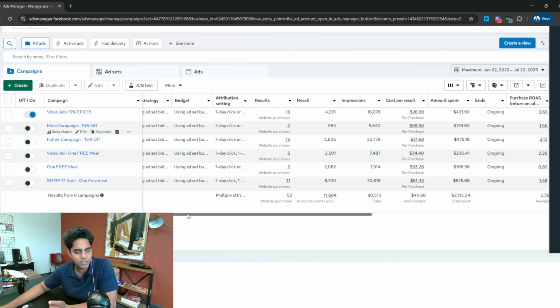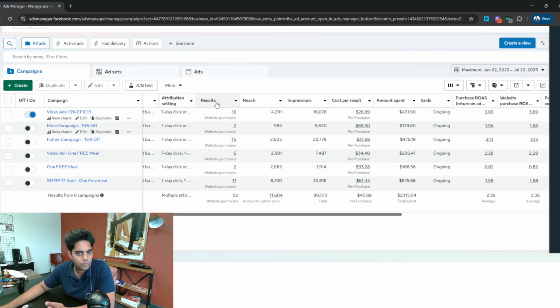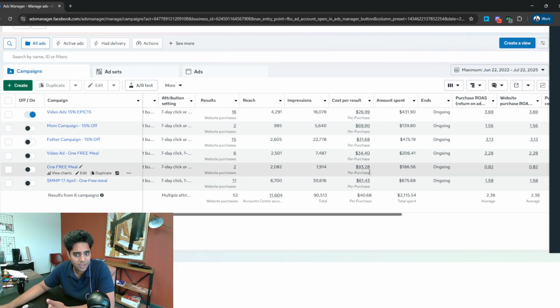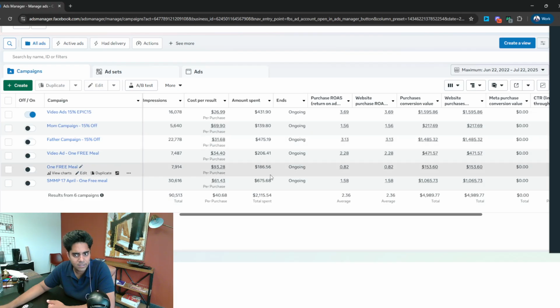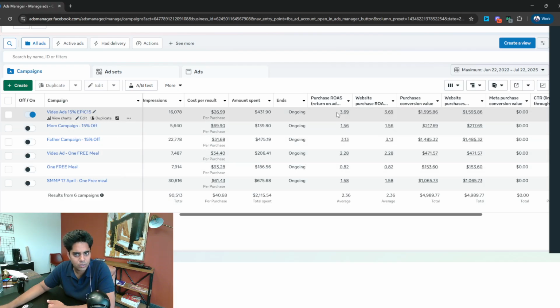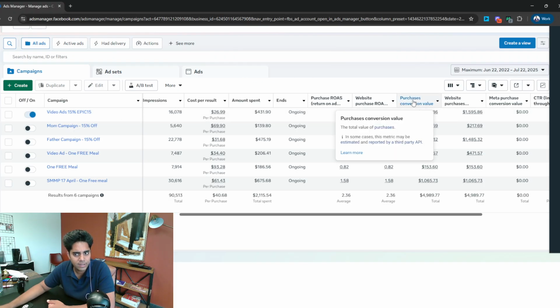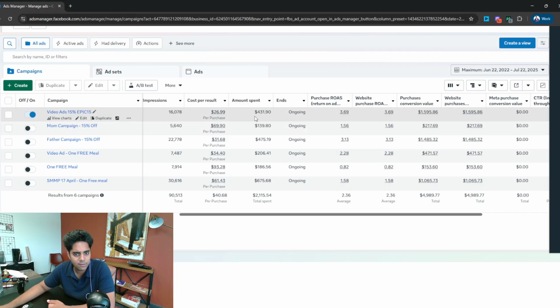So let's go over each metric and what's important. So results, those are the amount of purchases they have made. Cost per result, so cost per purchase, we can see bad campaigns getting purchases for $90, good campaigns $26.99. And how much we've spent, what the ROAS is. So the ROAS is basically how much we've spent multiplied by this number into how much they've made back. So if we spent 431 times that by 3.69, that's how much they made back, is about $1,600.